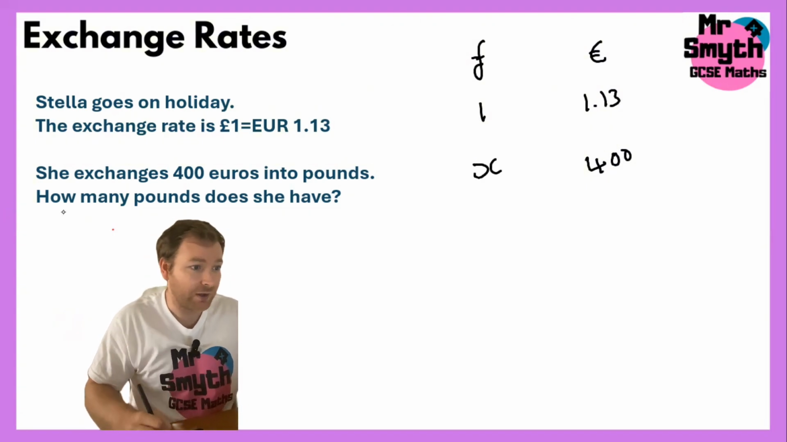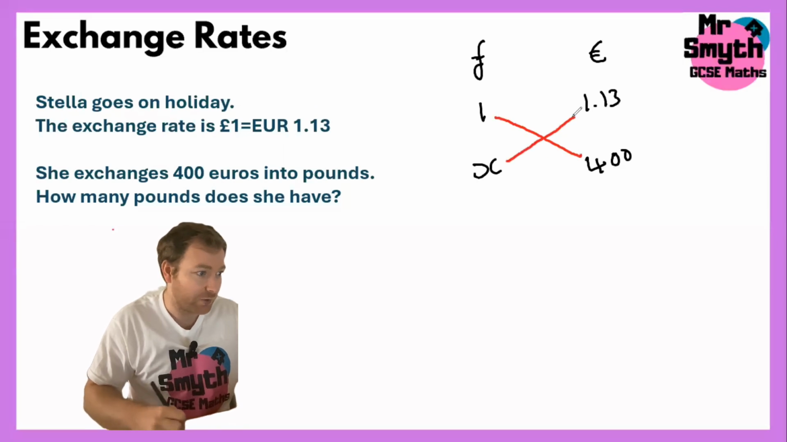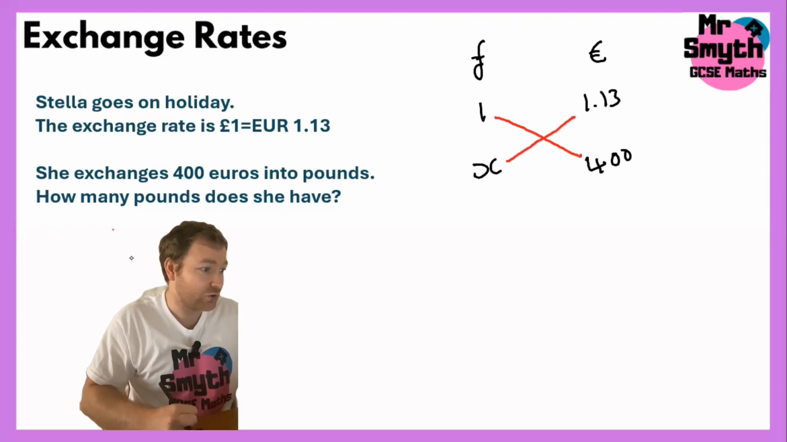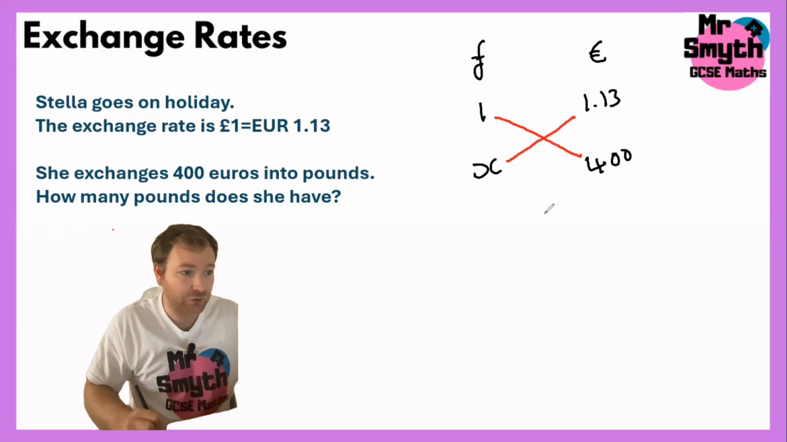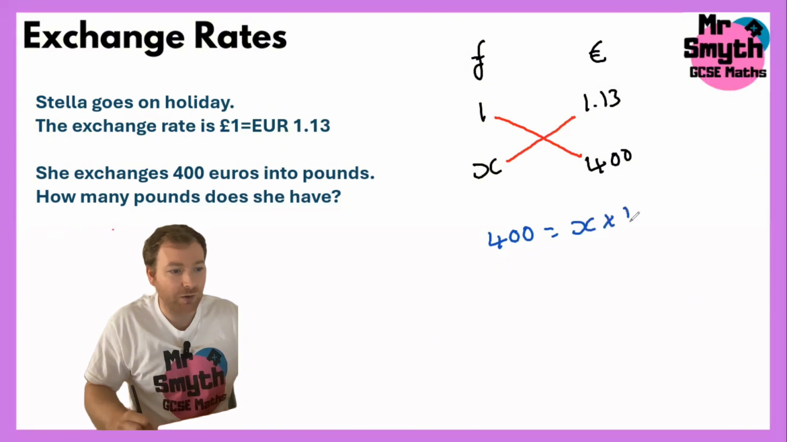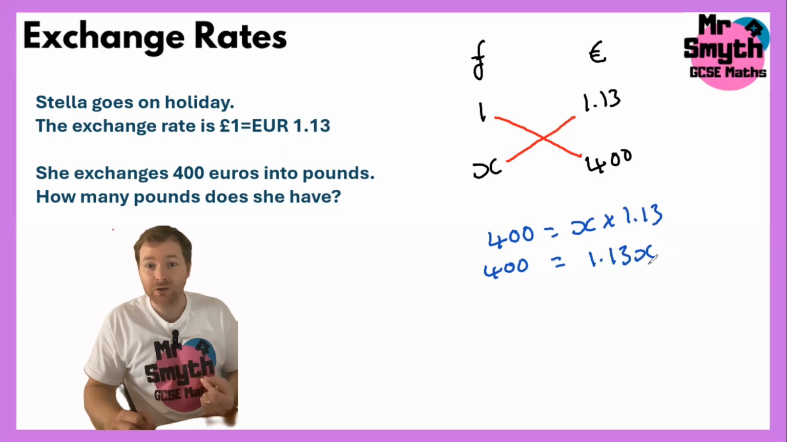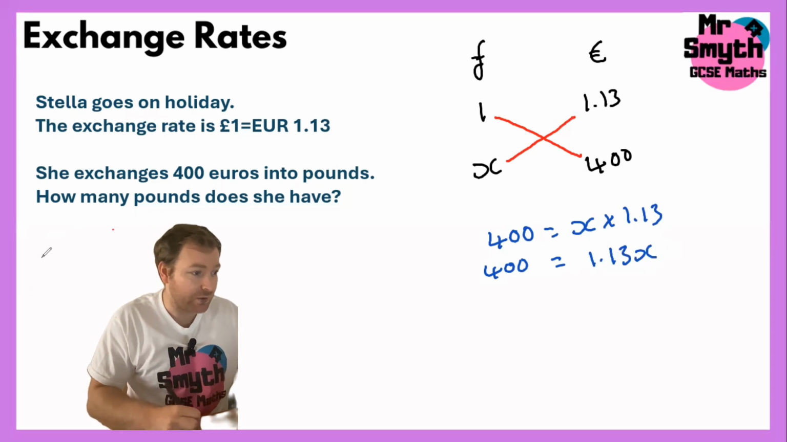So do the same thing. Let's draw the 1 to the 400 and draw the X to the 1.13. So let's just read across. 1 times by 400 on this side goes 400. Then on this side, I'm going to do X times by the 1.13. Now, we can write that a bit nicer, can't we? So we can write this as 400 equals 1.13x.